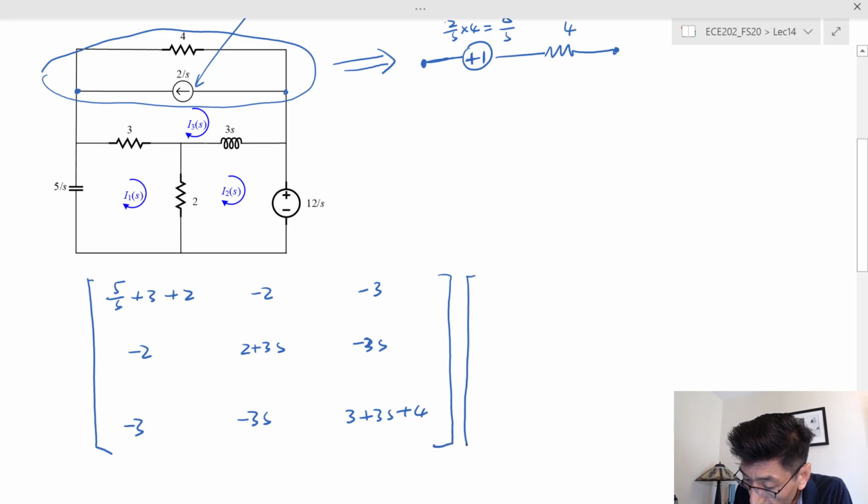And in this case, I have I1, I2, I3 as unknowns.